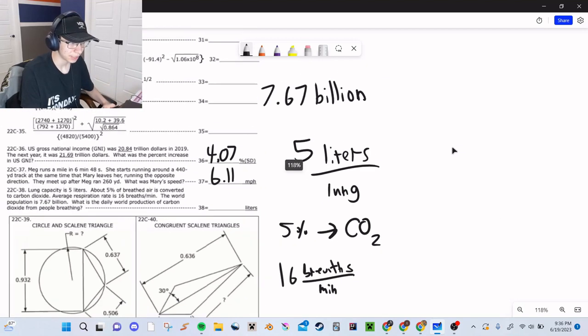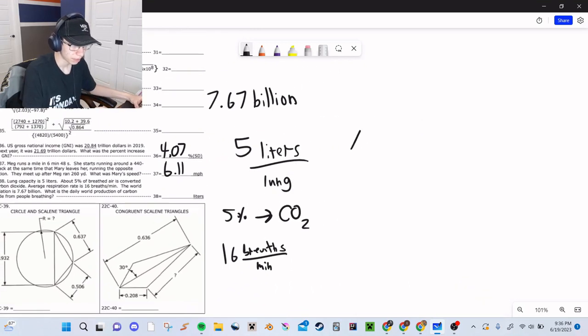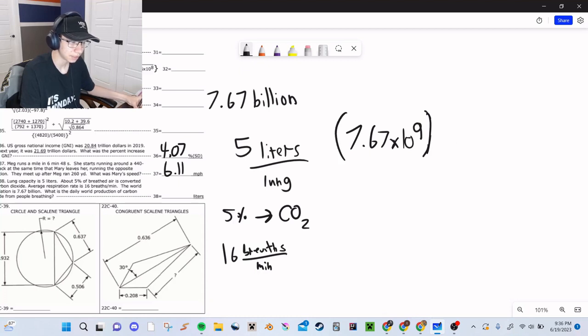So this one's actually pretty easy. So billion we could just represent by this power of 10 to the 9, multiplying by this factor of 10 to the 9. So we have this many people, and each of them has a lung capacity of 5 liters per lung. Or not per lung, but like 5 liters per person, I think.